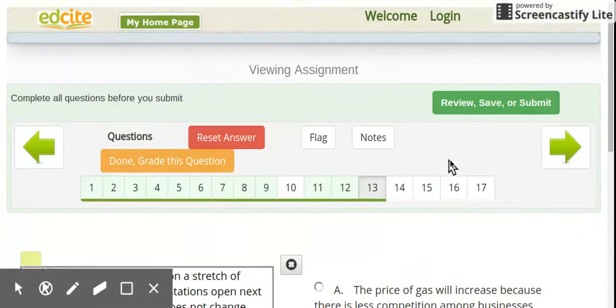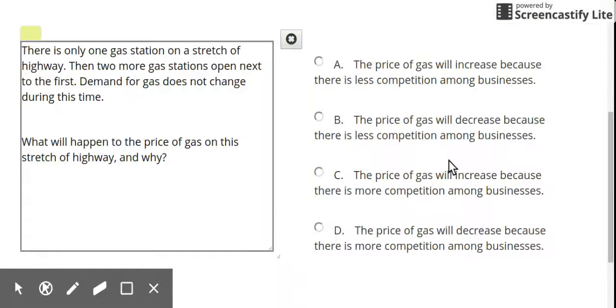Another economic question says there's only one gas station on a stretch of the highway, then 2 more gas stations open next to the first. The demand for gas does not change. What will happen to the price? So we're looking at how does supply and demand impact price. It says that 2 more gas stations opened up. So if 2 more opened up, that means supply is going up.